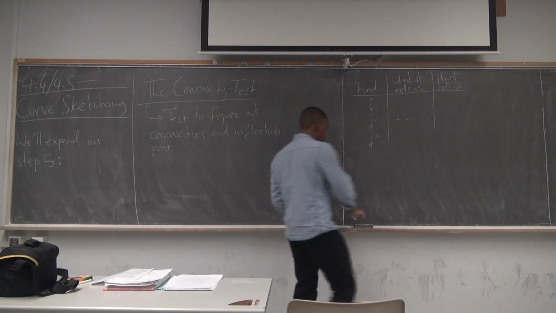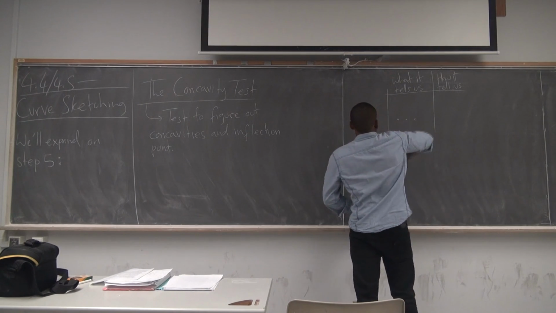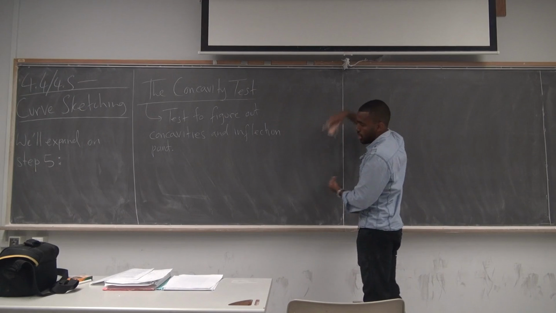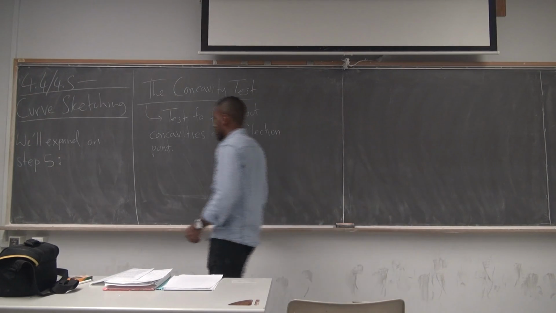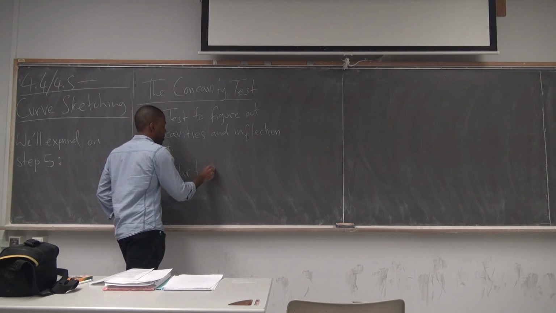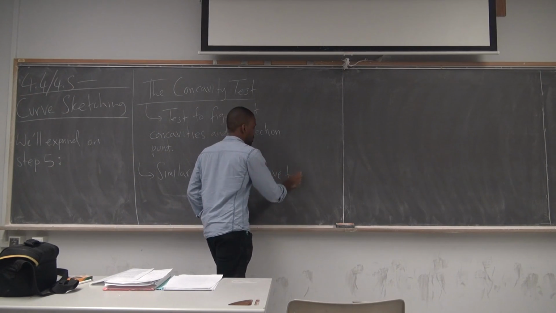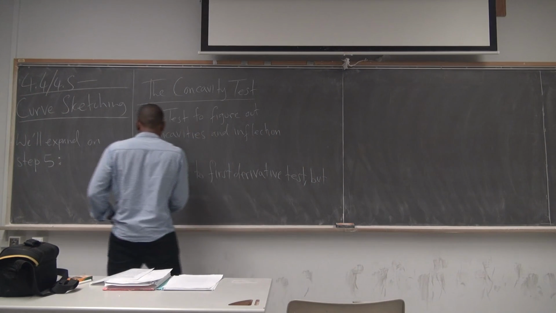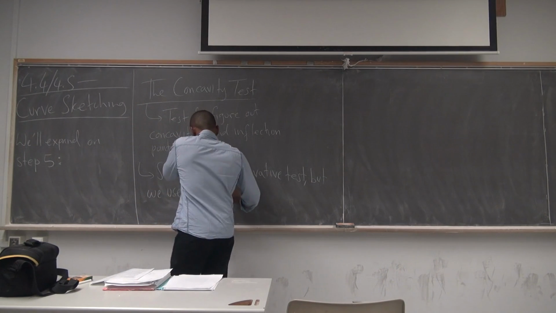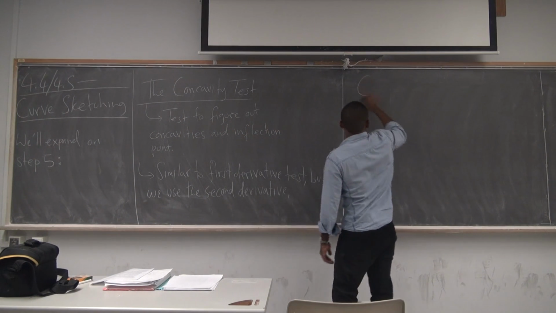Right? So, the thing with this test is it's very similar to the first derivative test, except you're using the second derivative. And in this case, the signs mean something different. They actually mean, in this case, remember, positive would mean concave up, negative would mean concave down. But it's kind of like the first derivative test. Concavity test.